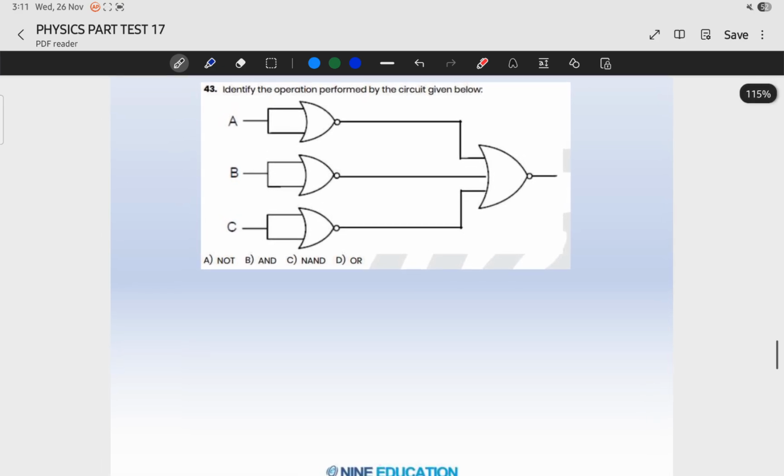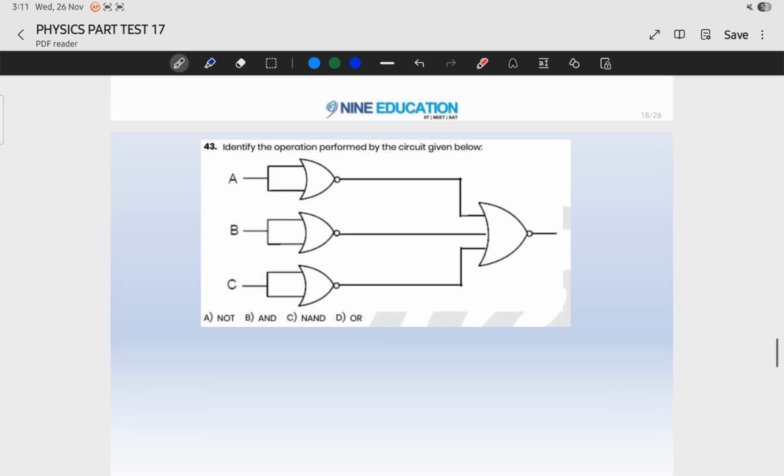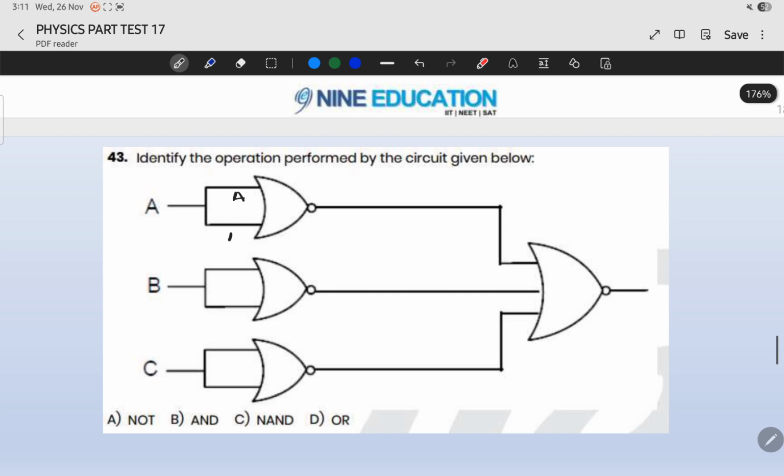Next, identify the correct operation performed by the circuit below. So this is A, this is A, this is A plus A bar, which means A bar. So similarly B bar, and this is C bar. So this is A bar plus B bar plus C bar whole bar, which is simply ABC, which is AND gate.